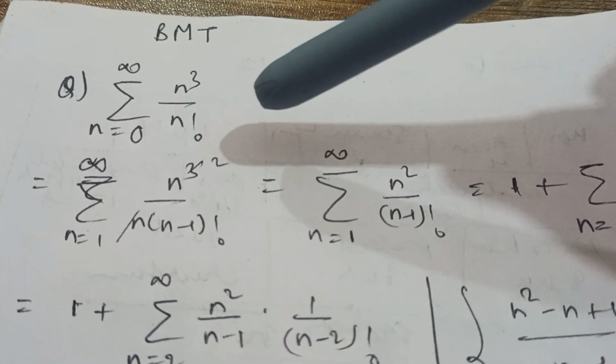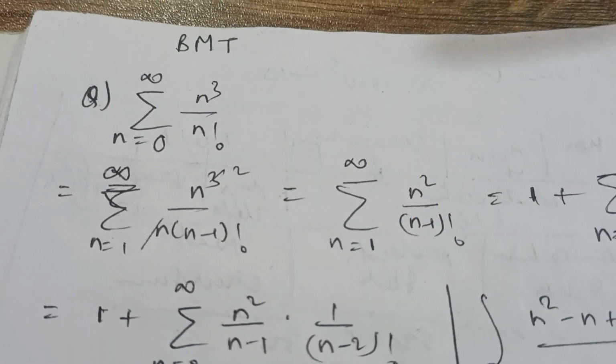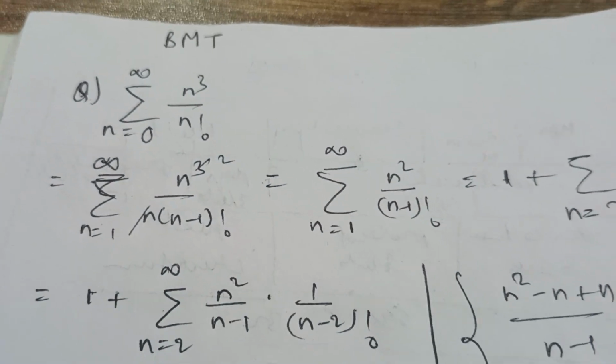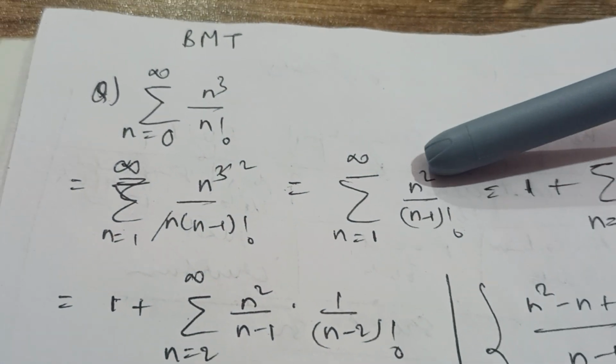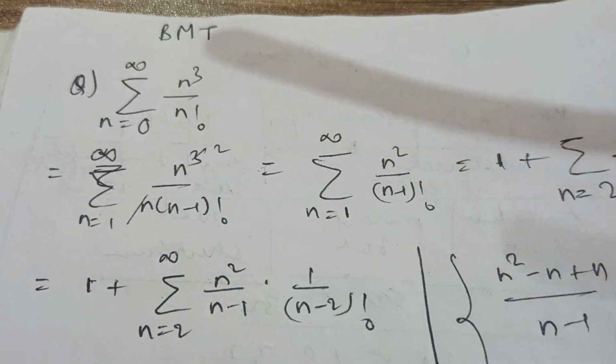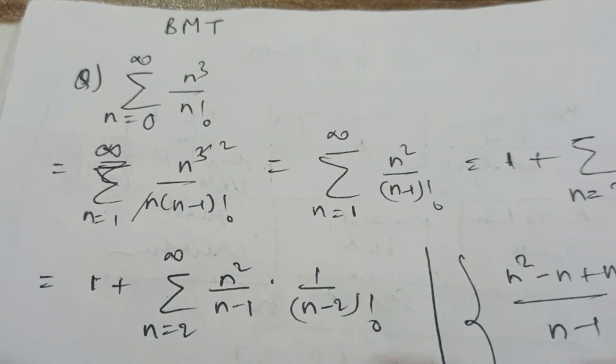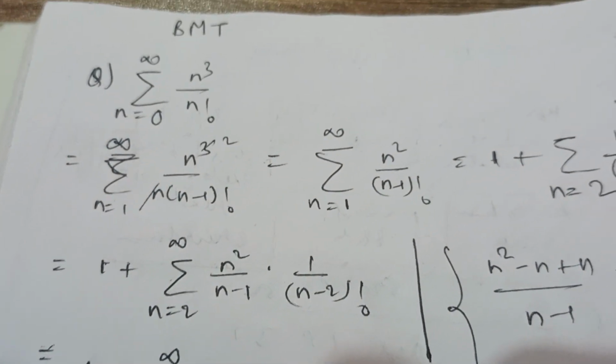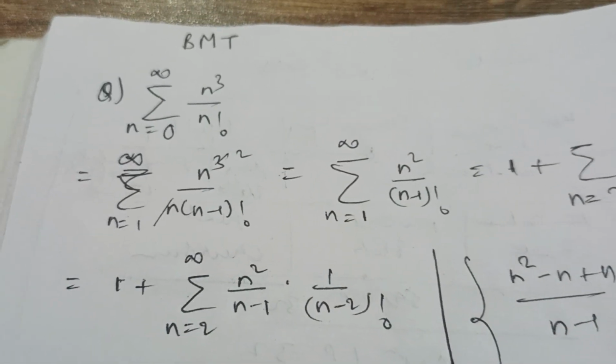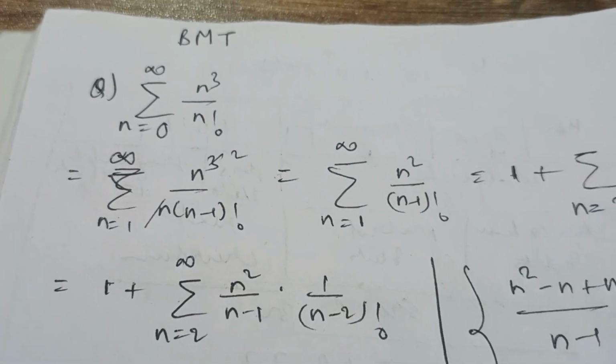This is an infinite sum problem from the Berkeley Math Tournament. So we have the problem as the summation from n equals 0 to infinity of n cubed upon n factorial, and we need to find it.